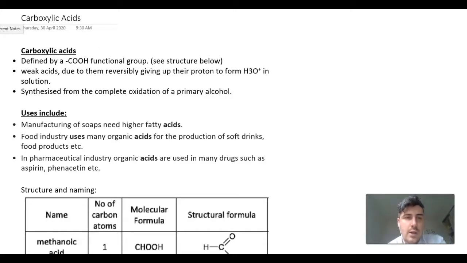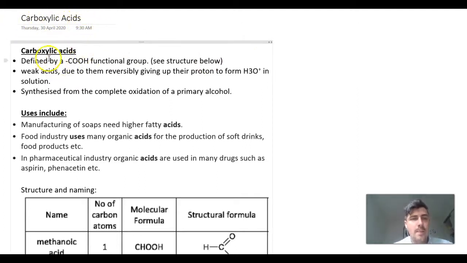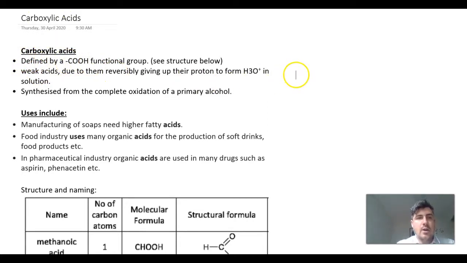In this video we're going to look at the most oxidized form of an alcohol, which is called a carboxylic acid. So once you oxidize an alcohol completely, we can make this thing called a carboxylic acid, which is defined by having a COOH group, which looks like this on the end of a carbon chain. So these are generally weak acids, so things like vinegar is a famous one, which is ethanoic acid.